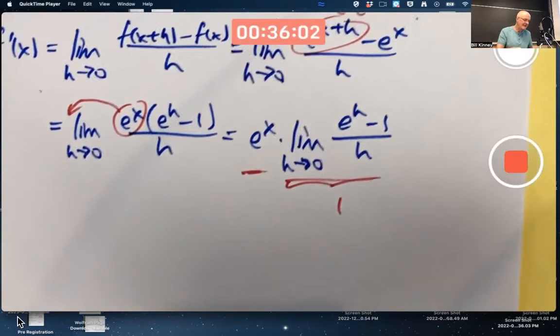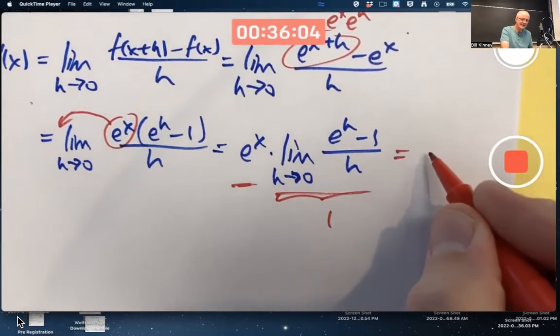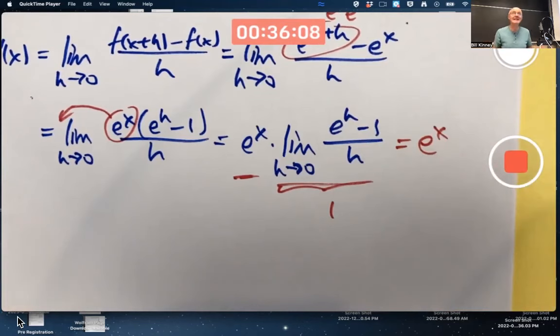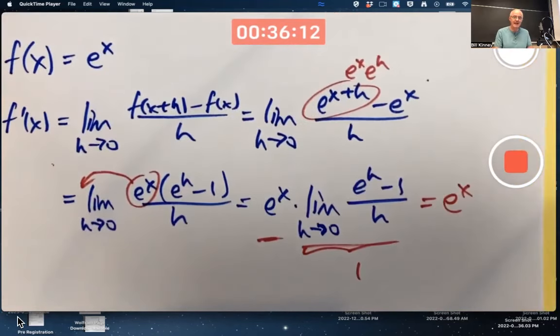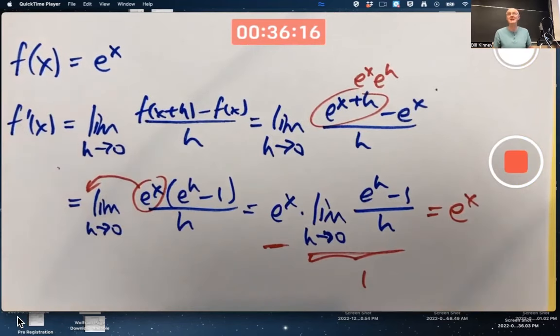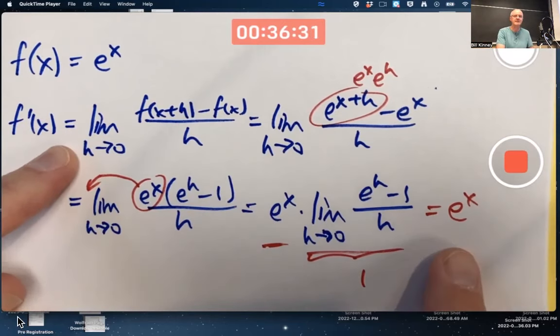So it looks like the answer is e to the x times 1, which is e to the x. Is that true? Yes, it is. The derivative of e to the x is itself. That's one of the most important, if not the most important, special facts in calculus. By special, I mean very specialized, not general. The power rule is more general. This is very specialized, one specific function.